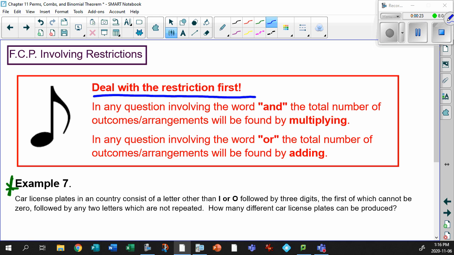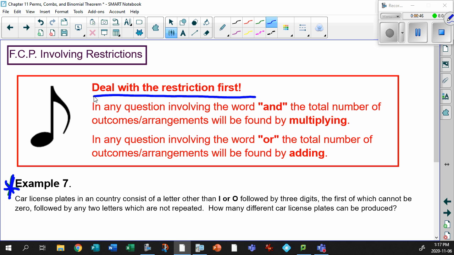But what are restrictions? Real simple. Take a look at our first example, example number 7 here. It says a car license plate in a country consists of letters other than I or O. The reason why is because I looks like a 1, O looks like a 0. Okay, so people could get those confused. So you want letters other than I and O, followed by 3 digits.